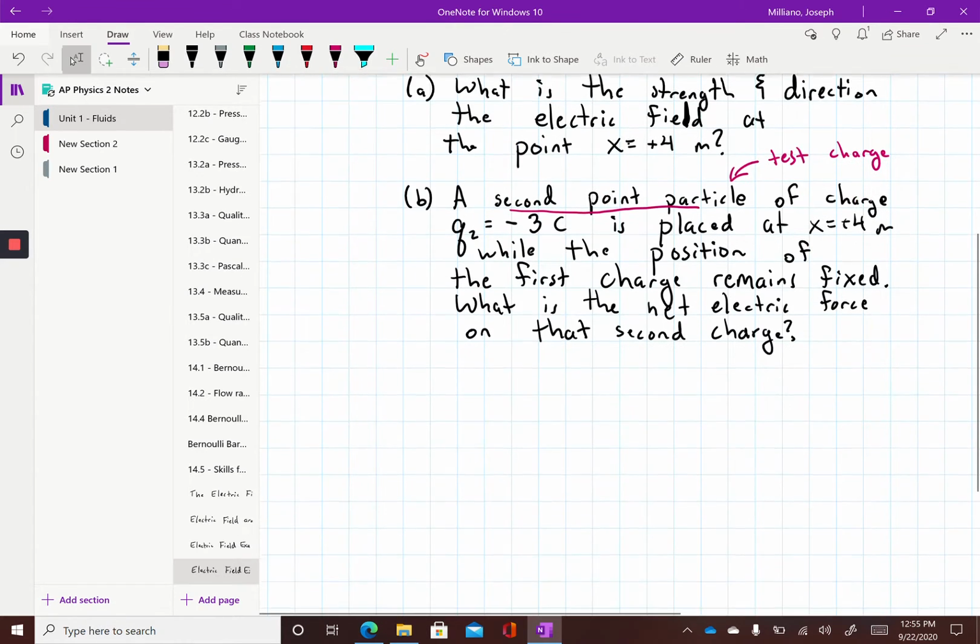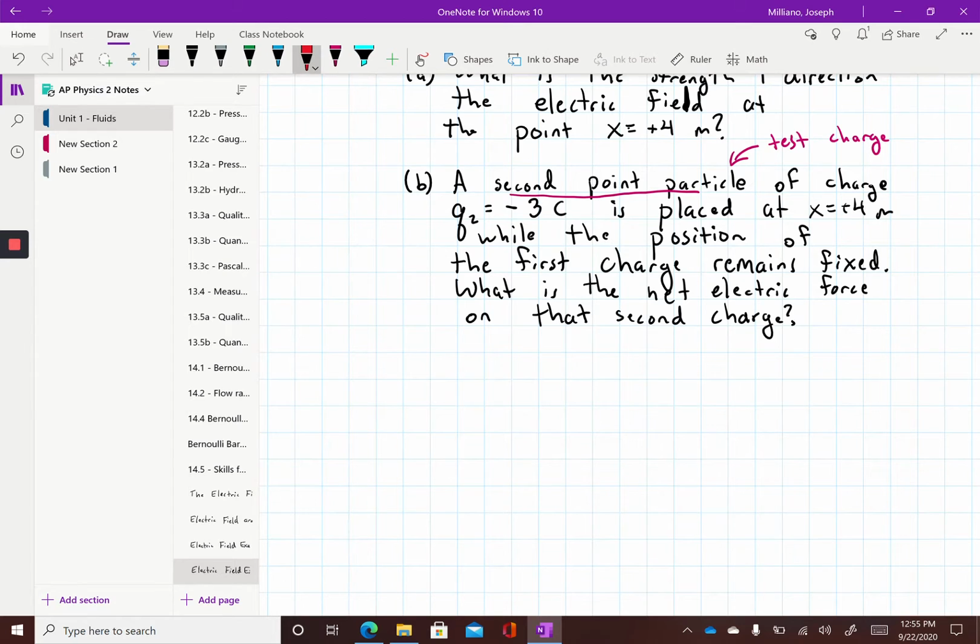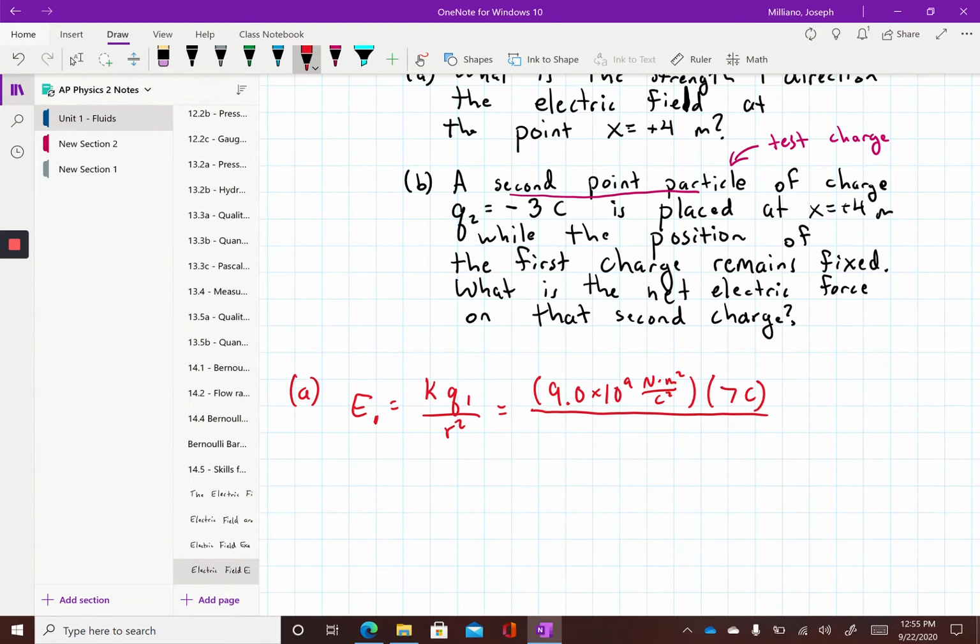How strong is it? Well, the electric field due to a point charge, so this is E from charge 1, is going to be K times the charge 1 divided by the distance from that charge squared. K is 9.0 times 10 to the 9, in units that you don't really care about, but it'd be newtons times meters squared over coulombs squared. Q1 we said was 7 coulombs. We're going to ignore the sign and we'll use our brain to figure out things like direction. And the distance was 4 meters, squared.